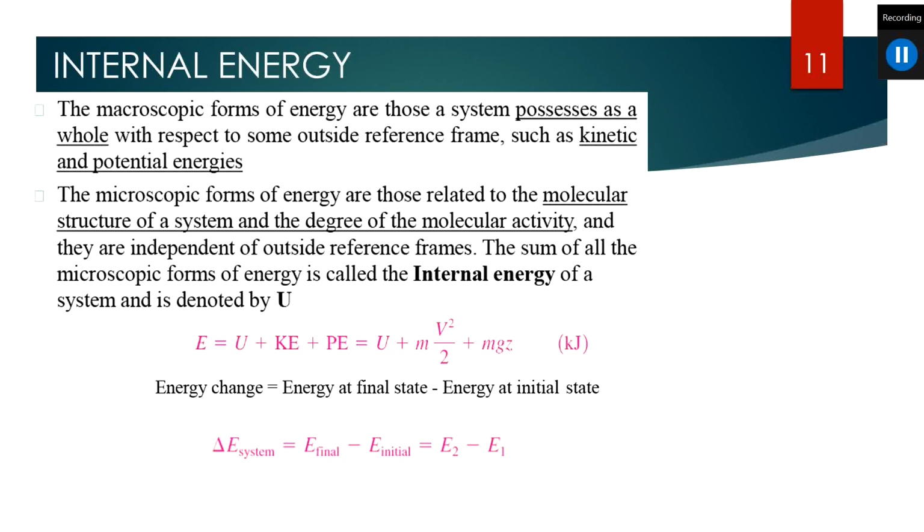So the total energy of the system, E, is equal to internal energy plus kinetic energy plus potential energy. That means E is U plus m V squared by 2 plus m g Z, and energy is in kilojoules. We are only bothered about the energy change of the system. Delta E of the system means energy at the final state minus energy at the initial state, when a system changes from one state to another. So delta E system is E final minus E initial, or E2 minus E1.